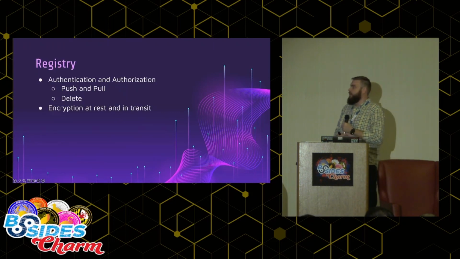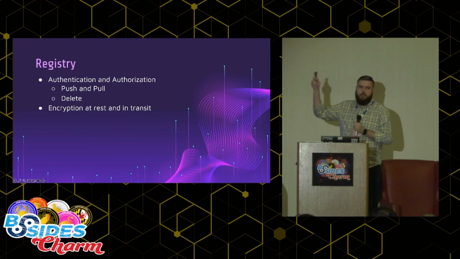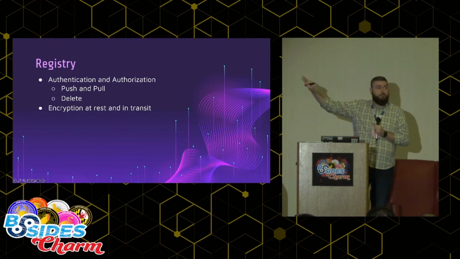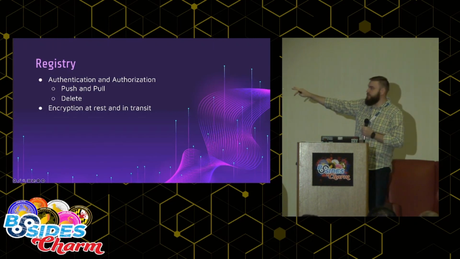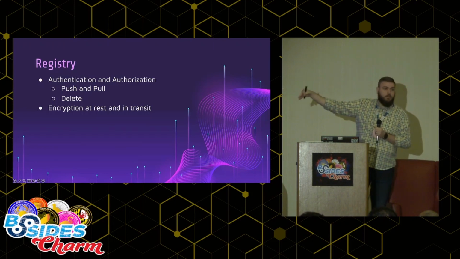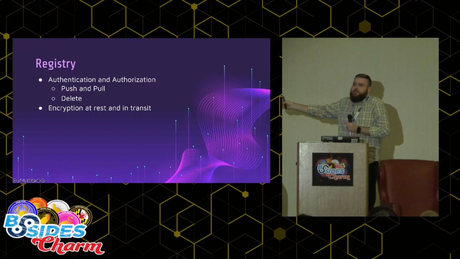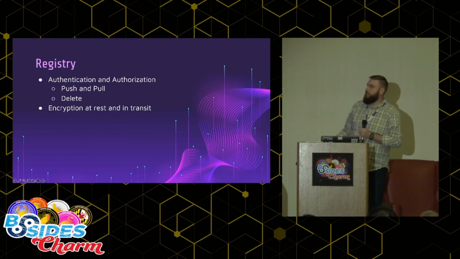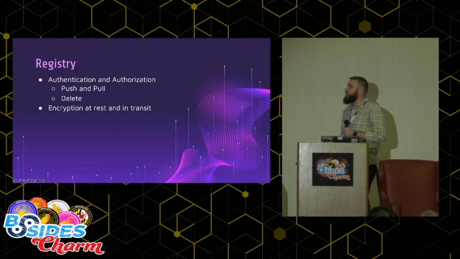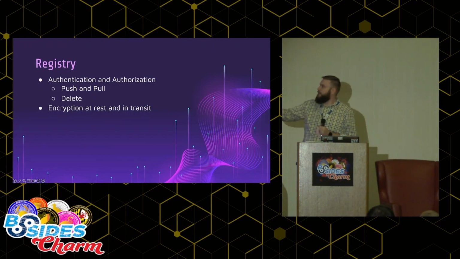Then in our registry, making sure we have good RBAC controls. Who has access to push and pull? And I'll explain why that's important. Obviously, who has access to delete? You don't want people just deleting your stuff. If they don't need that permission, don't give it to them. Principle of least privilege. But the reason I say push and pull, we'll talk about in a second. Actually, I'll move on and then come back to that.